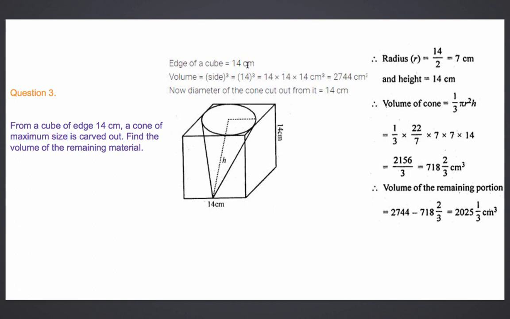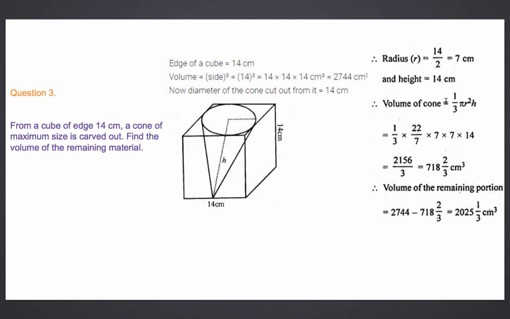So let's proceed. Edge of the cube is 14 centimeters. So we know volume of cube will be side cube, 14 into 14 into 14. Now the diameter of the cone that is cut out. See, what will be the diameter? It will be 14. So the radius will of course be half of that. This circular base is there for the cone and its diameter is 14, so radius will come out half of that, that is 7. What about the height, students? Yes, the height will be the same as that of the cube, which is 14 centimeter. Now, so easy, we have understood. We know the volume of the bigger cube. We know the volume of the cone which is carved out. So we have to just do the subtraction.